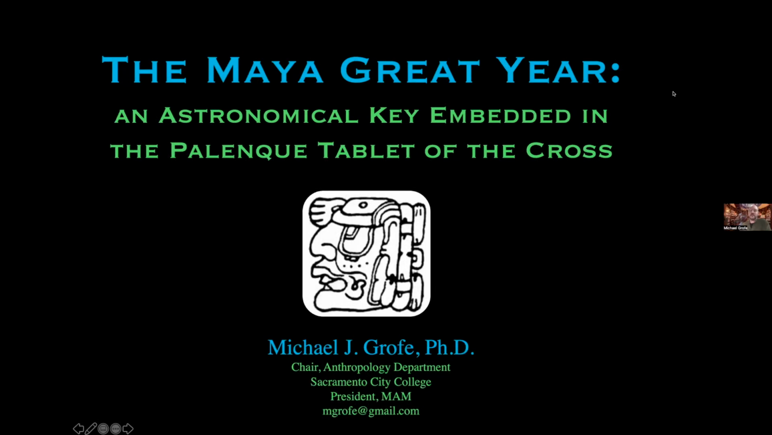Okay, so the title of my paper, I'm going to try and move some faces around here. That occasionally changes where you can see things. So if you can't see something, make sure to move the little box with everybody's face in it. So, the Maya Great Year, an astronomical key embedded in the Palenque tablet of the cross. You can see my Gmail down there. If you want to contact me, my private Gmail address is there. So let's get going here.